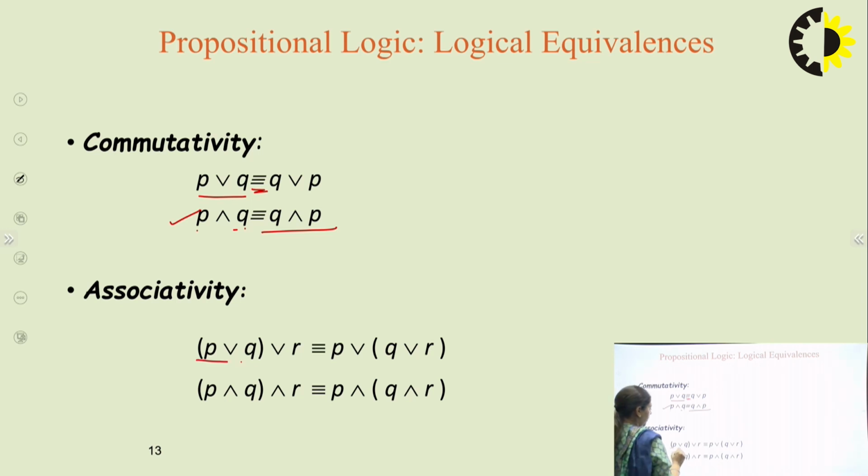Associative: P or Q or R is equivalent to P or Q and R or R, right? This is a type of addition, because in OR we are adding the terms, and addition is always associative. Similarly, multiplication is also associative, right? So you can even check this with the help of a truth table.